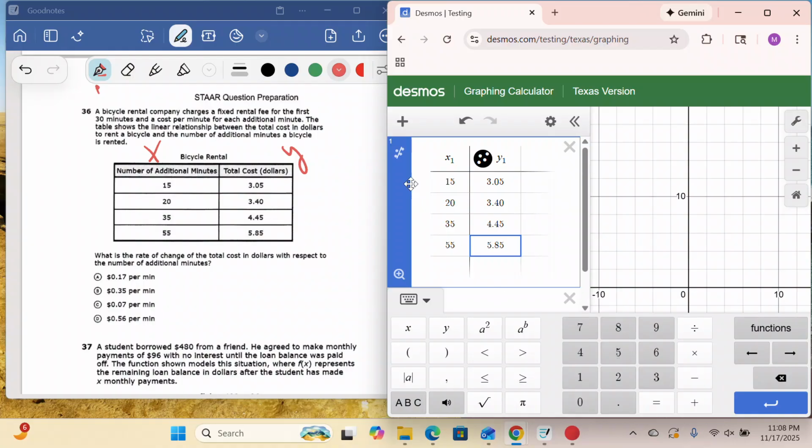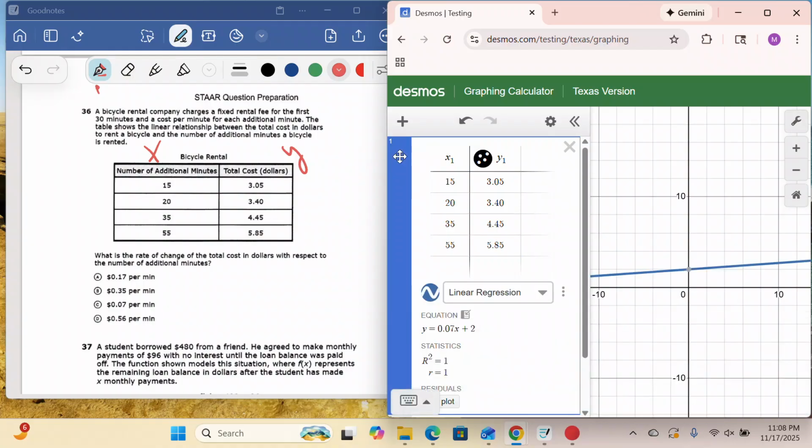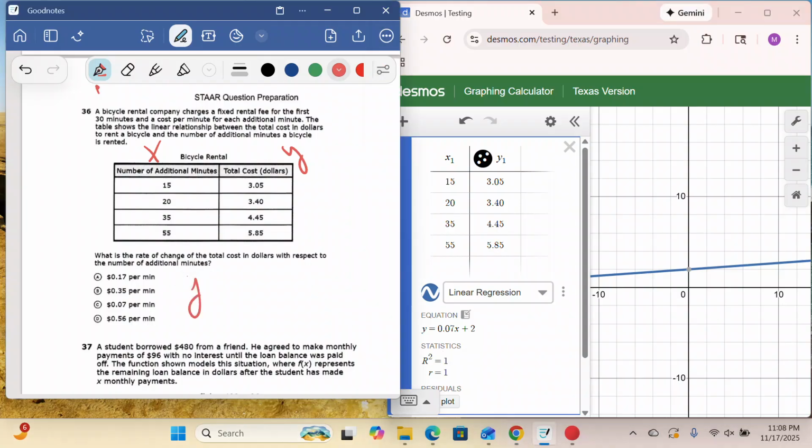I press the regression button. It's linear because it's a rate of change. And here it is, y equals 0.07x plus 2. This is what Desmos gives us. And right here, I already have my rate of change as 0.07. The answer choice is C. And that is my rate of change for that.